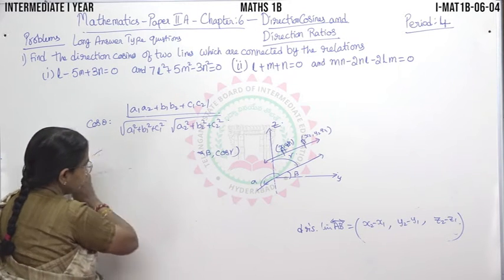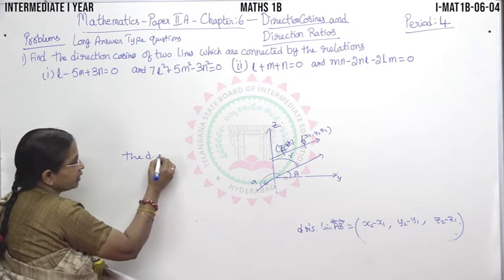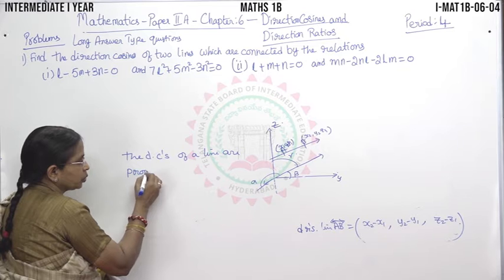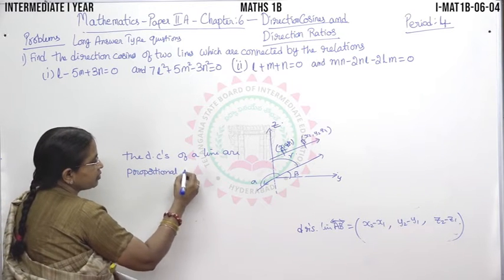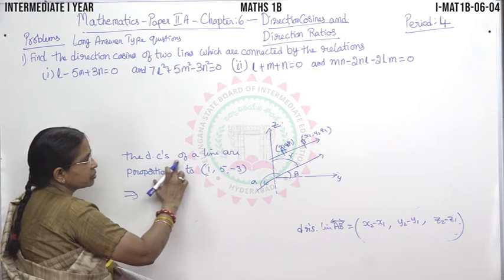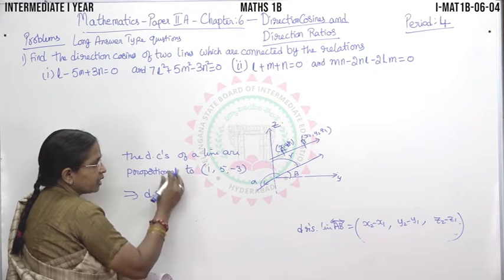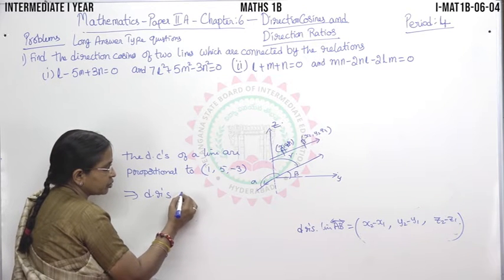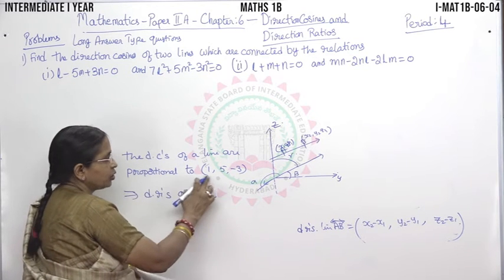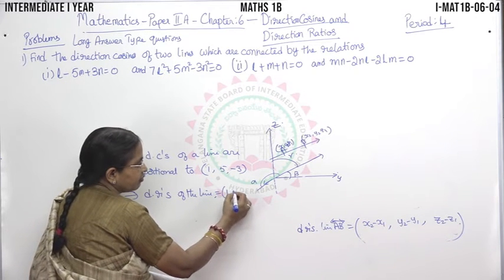And then in some problems, we solved one problem in the last class, where it is given that the direction cosines of a line are proportional to 1, 5, minus 3 like this. It means what? Direction cosines are proportional means these are not the direction cosines. They are the direction ratios because they are proportional. So this is one thing which you have to observe. When the direction cosines of a line are proportional to some triad like this, it means that they are the direction ratios. So the direction ratios of the line are 1, 5, minus 3.